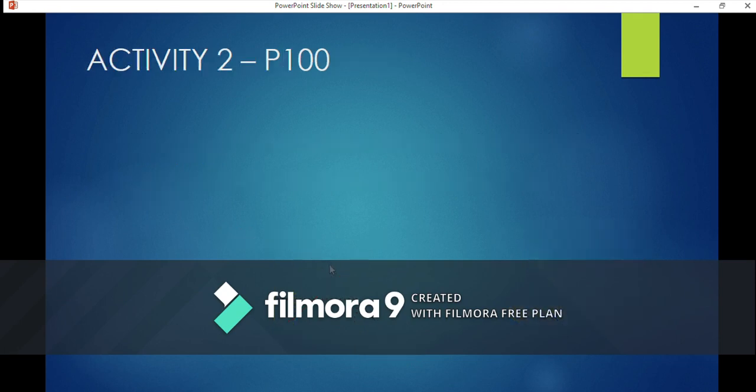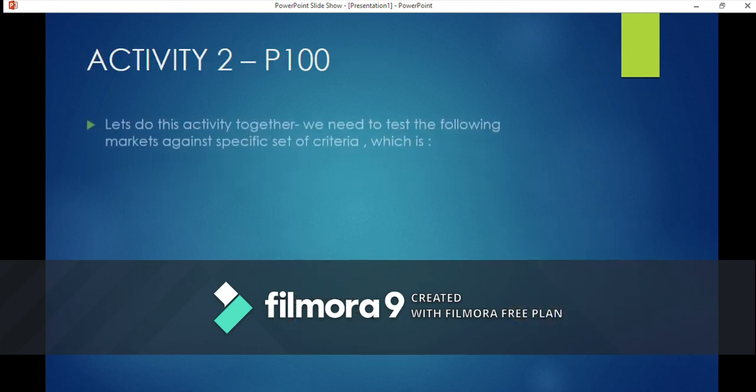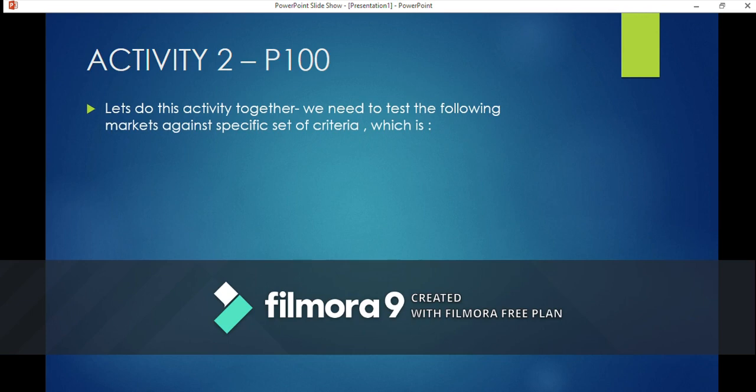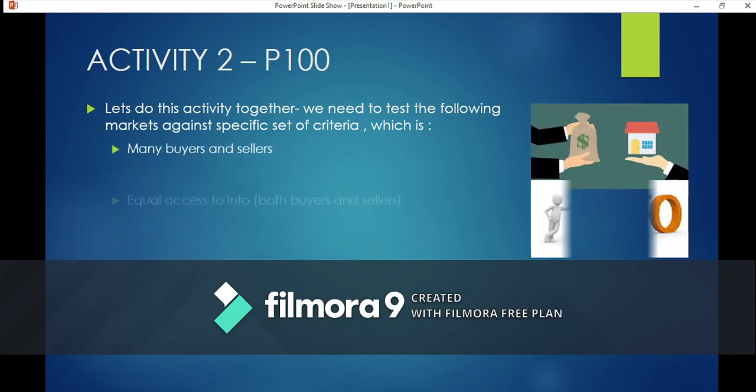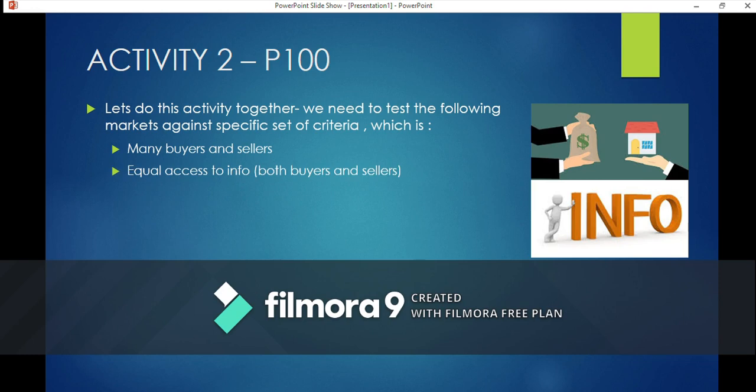Hope that makes sense. Okay, so activity 2, let's do it together. In this activity, you need to test the markets against a specific set of criteria, which is: there are many buyers and sellers, there is equal access to information, and it must be comparable products.